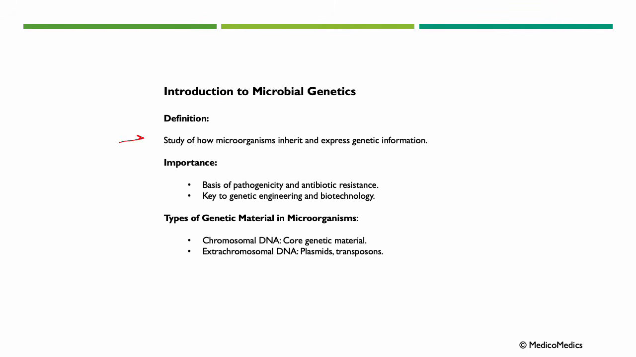Microbial genetics is the study of how microorganisms inherit and express genetic information. Why is it important? Because it lays the basis of pathogenicity and antibiotic resistance. It is key to genetic engineering and biotechnology. Types of genetic material in microorganisms include chromosomal DNA, which is core genetic material, and extrachromosomal DNA, like plasmids and transposons.